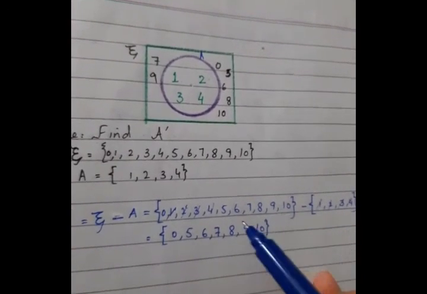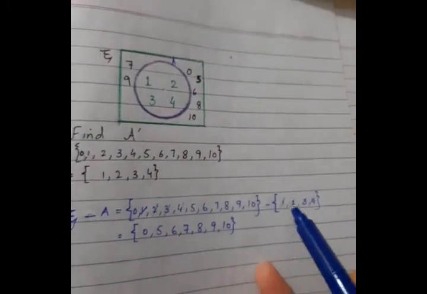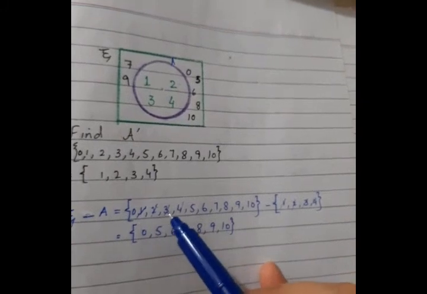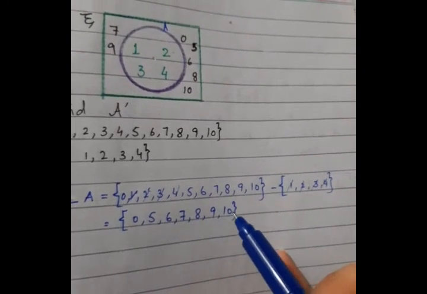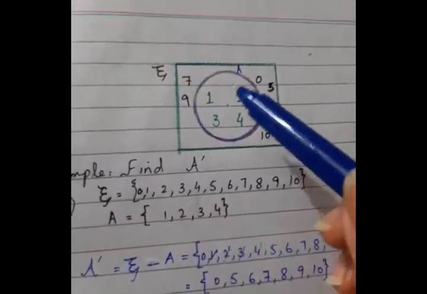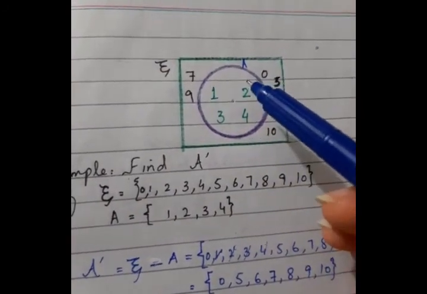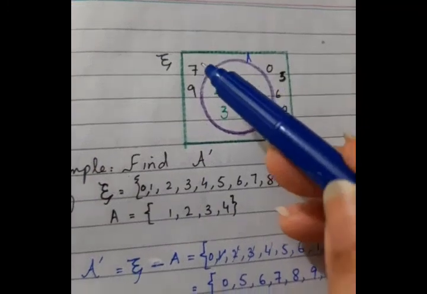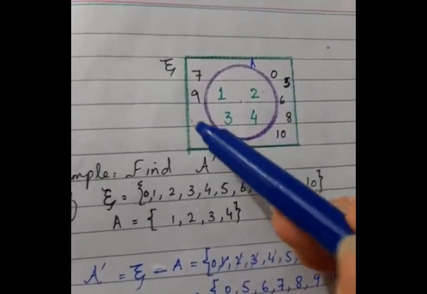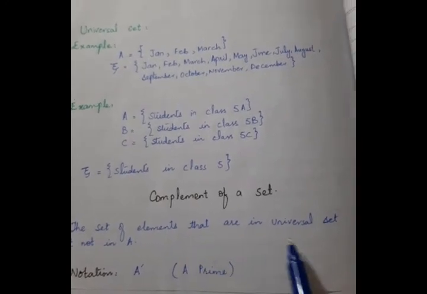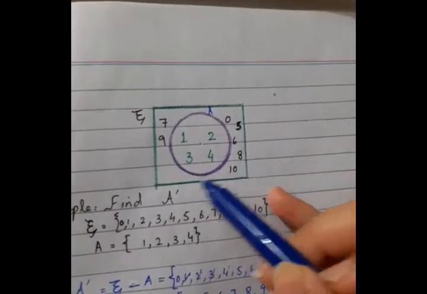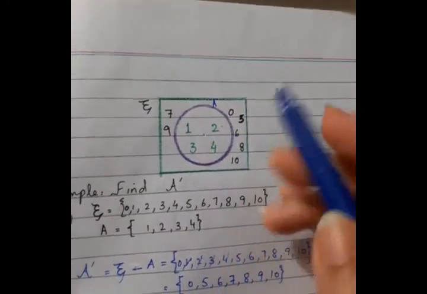Simply what you are going to do, cancel out the similar elements. For example हमारे पास यहाँ पे 1 2 3 4 था, यहाँ पे भी 1 2 3 4 है, हमने cancel किया. Those elements which are left वो क्या होंगे, 0 5 6 7 8 9 10. Now you can also see from this Venn diagram, inside of the circle कौन से element आएंगे, which are in set A, and outside कौन से आएंगे, which are in the universal set but not in this set. ठीक है, इसीलिए हम again definition को पढ़ते हैं. The set of elements that are in the universal set but not in A, वो elements जो universal set में तो होंगे लेकिन set A में नहीं होंगे.